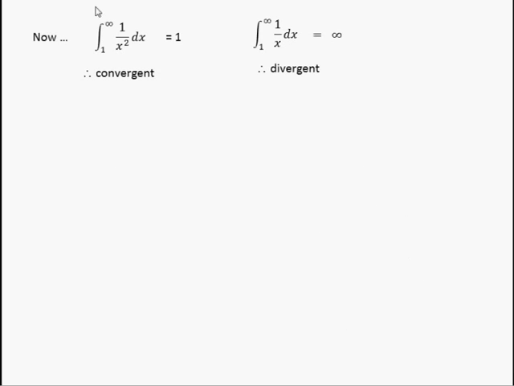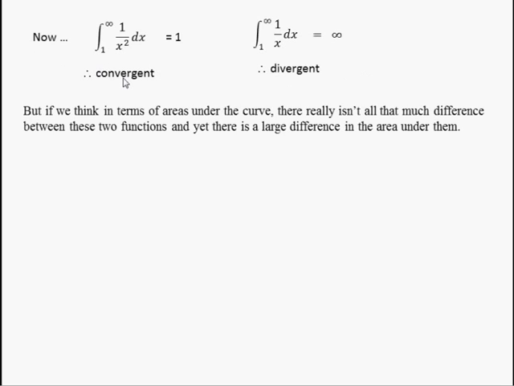Now, if we look at those two things, they're very similar, but this one's convergent and this one's divergent. If you think of what their curves look like and the area under the curve, there's not really a big difference between these two, but there's a large difference in whether they converge or diverge. So there's a large difference in the area underneath them. And this has to do with how quickly the x is decreasing.